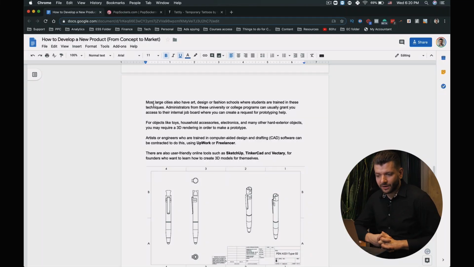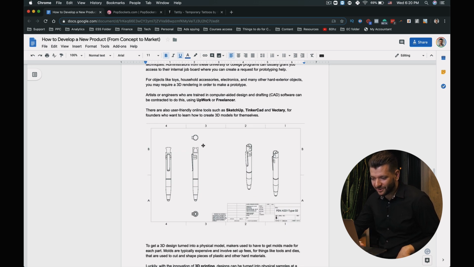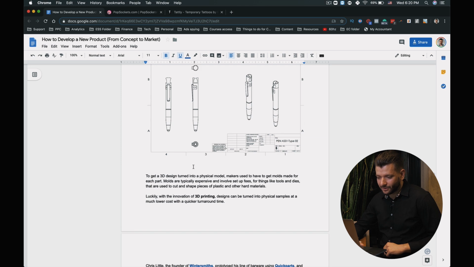For objects like toys, household accessories, and electronics, you might need a 3D rendering in order to make a prototype. There are people on Upwork or freelancer.com who are very skilled in this, so you can just find someone who has experience with it. It's called CAD, Computer Aided Design and Drafting, and they'll do it for you. You can see on the screen there are some examples of this, right? It's a draft and an image of how it would look. Also, there are tools like SketchUp, Tinkercad, and Vectary if you want to do it by yourself. I wouldn't do it myself, so I would just hire someone to do it for me.